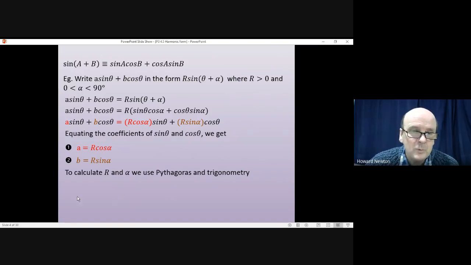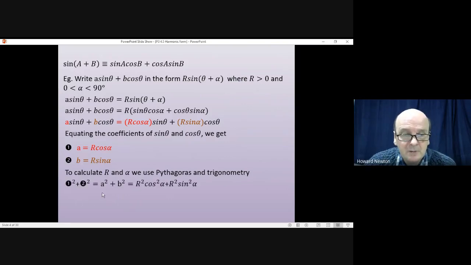Using Pythagoras, we square the two equations and add them together. On the left-hand side that gives us a squared plus b squared. On the right-hand side, it gives us r squared cos squared alpha plus r squared sine squared alpha. We then factorize this into r squared times (cos squared alpha plus sine squared alpha). Then we say that cos squared plus sine squared is equal to 1, so this whole thing simplifies to a squared plus b squared equals r squared.